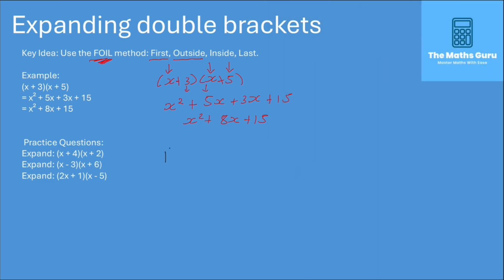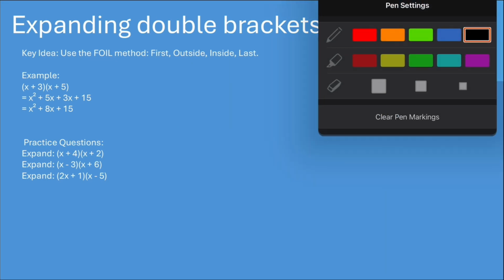Now looking at question 1 of the practice questions, it is x plus 4 times x plus 2. To expand something like this, we again use our FOIL method. So we do our x times our x as the first terms, x squared. Then our outside terms, x times 2, so plus 2x. Then our inside terms, 4 times x gives us plus 4x. Then the last terms is 4 times 2, which is plus 8. So x squared plus 6x plus 8 is our expanded brackets.